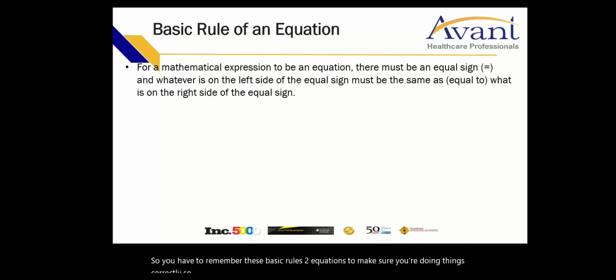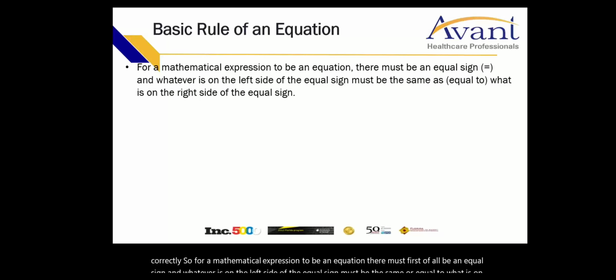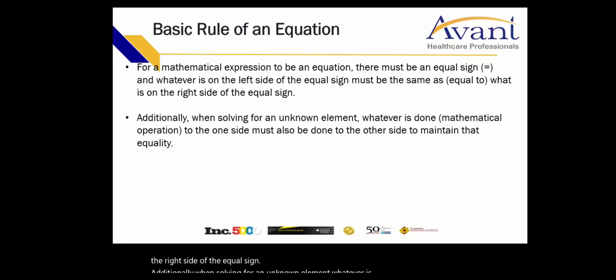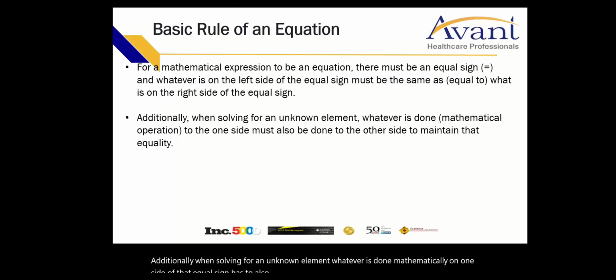For a mathematical expression to be an equation, there must, first of all, be an equal sign. And whatever is on the left side of the equal sign must be the same as, or equal to, what is on the right side of the equal sign. Additionally, when solving for an unknown element, whatever is done mathematically on one side of that equal sign has to also be done on the other side to maintain that equality. So anything I add to or take away from has to be done on both sides of the equality.